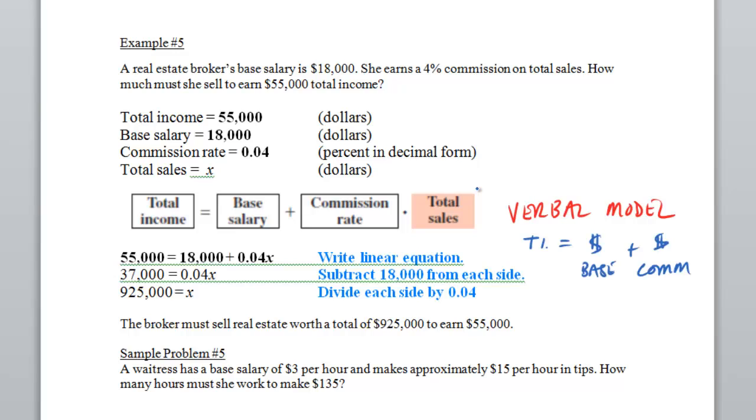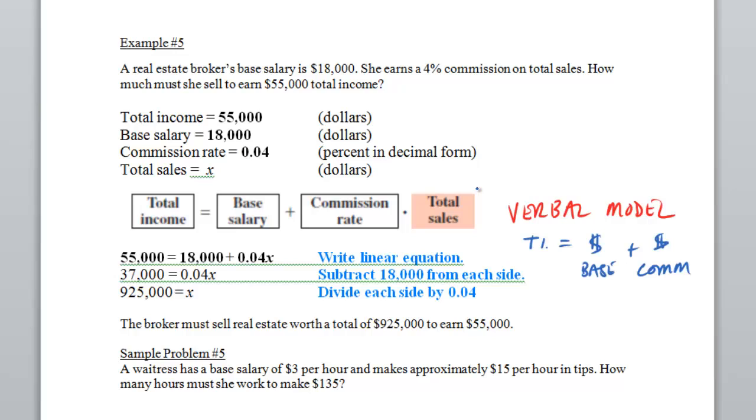And when we solve that, we see that the broker must sell $925,000 worth of real estate in a given year so that she can earn $55,000 a year. Now, I know at this point in your life, $925,000 worth of real estate must sound like a lot, but at this point in time in 2013, the going rate for most houses in Baton Rouge ranges anywhere from $200,000 to $500,000 apiece. So this lady could technically sell 2 $500,000 houses, and she would have earned that much money for the year.